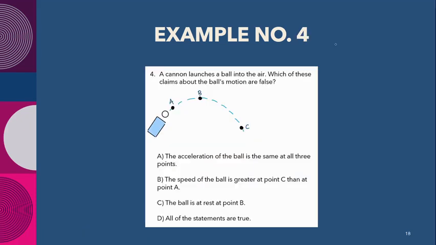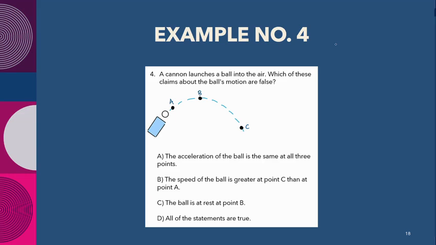Okay, number 4. A cannon launches a ball into the air. Which of these claims about the ball's motion are false? A. The acceleration of the ball is the same at all 3 points. B. The speed of the ball is greater at point C than at point A. C. The ball is at rest at point B. And D. All of these statements are true. So think about that for a second. Okay, so you might immediately be inclined to pick D, but that's wrong, and I'll show you why.